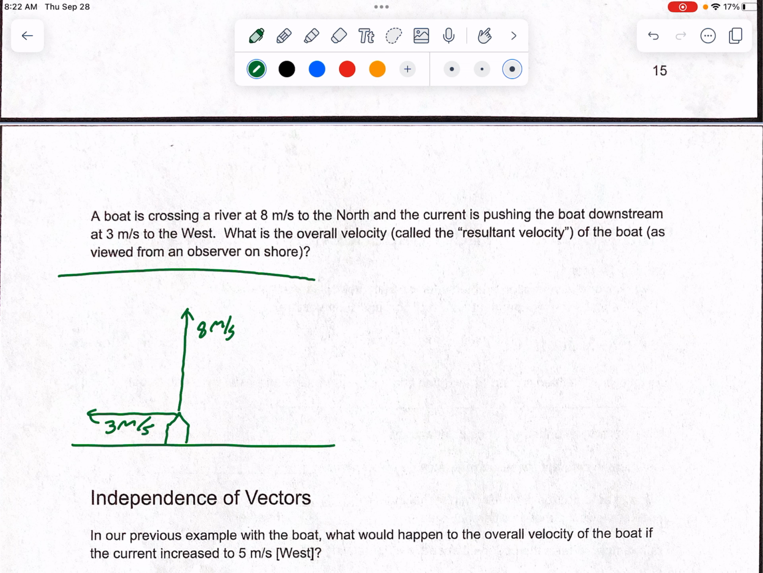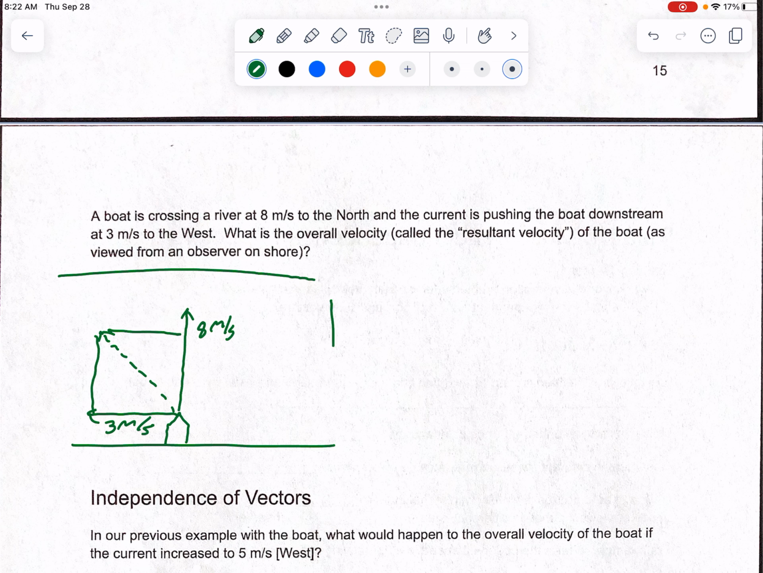So what we want to know is what is our overall velocity as the boat's being pushed this way. If you notice, that's going to create a triangle. Now, you can draw your triangle two different ways. You can close it off here, or you can close it off here.